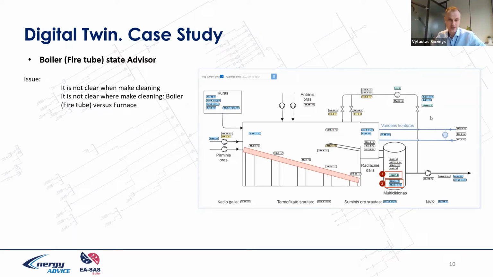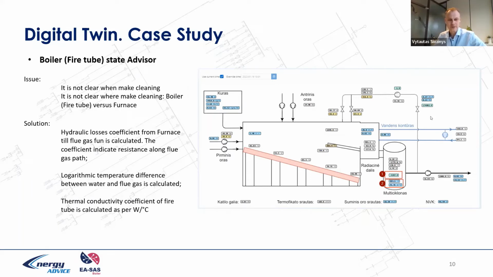If we check how the EA-SAS software behaves for the fire tube state advisor, we have an issue, or our client has an issue. It is not clear when to make the cleaning, and it's not clear where to make the cleaning. Is it the fire tube or is it the furnace? Where is the problem? What to do? And how do we behave? We calculate the hydraulic losses coefficient from the furnace.